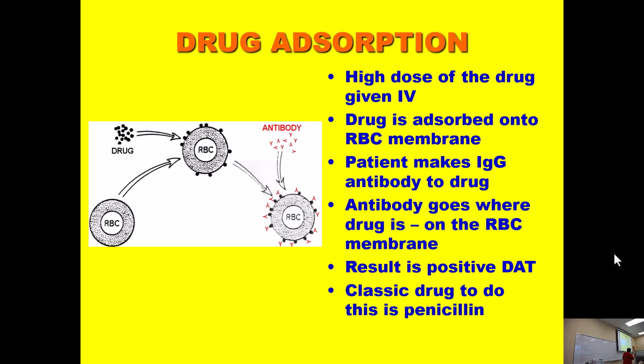So here's the situation: you got your red cell, given a drug, the drug attaches to the outside of the red cell, and antibody is formed against the drug, but the drug is on the red cell. So that's what's really going on to cause the positive DAT. Classic drug for this, penicillin.